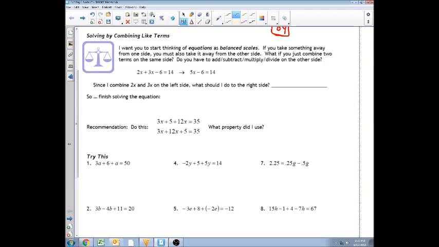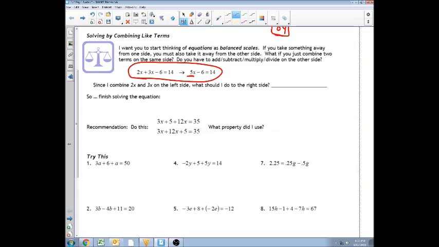What if you just combine two terms on the same side? Do you have to add or subtract or multiply or divide on the other side? Well, this is what they did right here in this location. They took the 2x and added the 3x. Did I change the value of the left-hand side? I did not. I just combined the 2x and the 3x in order to get my 5x. I kept my negative 6.